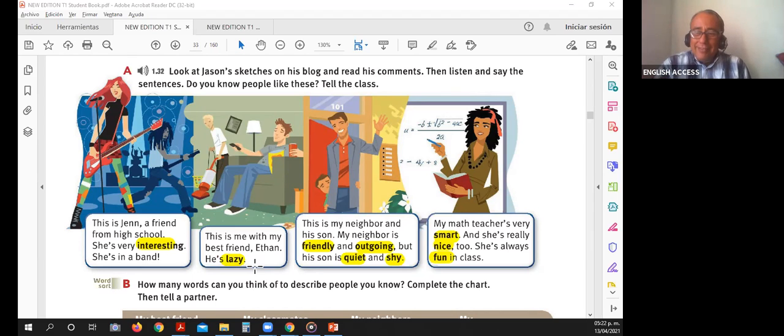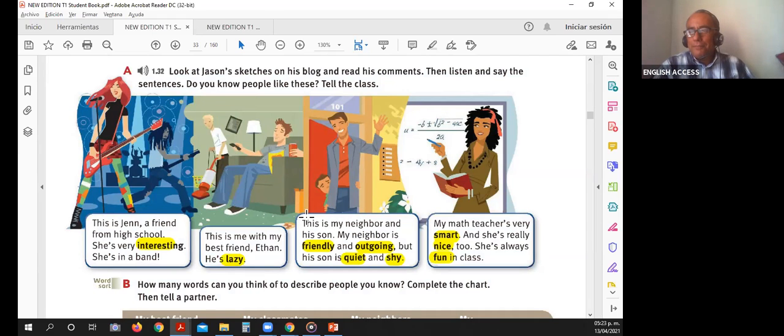Okay. Lazy means he doesn't like to do anything. Here, look at him. He's only watching TV, drinking Coca-Cola, and he's not worried about anything. The other guy right here, he's working. He's vacuuming. He's cleaning the house.